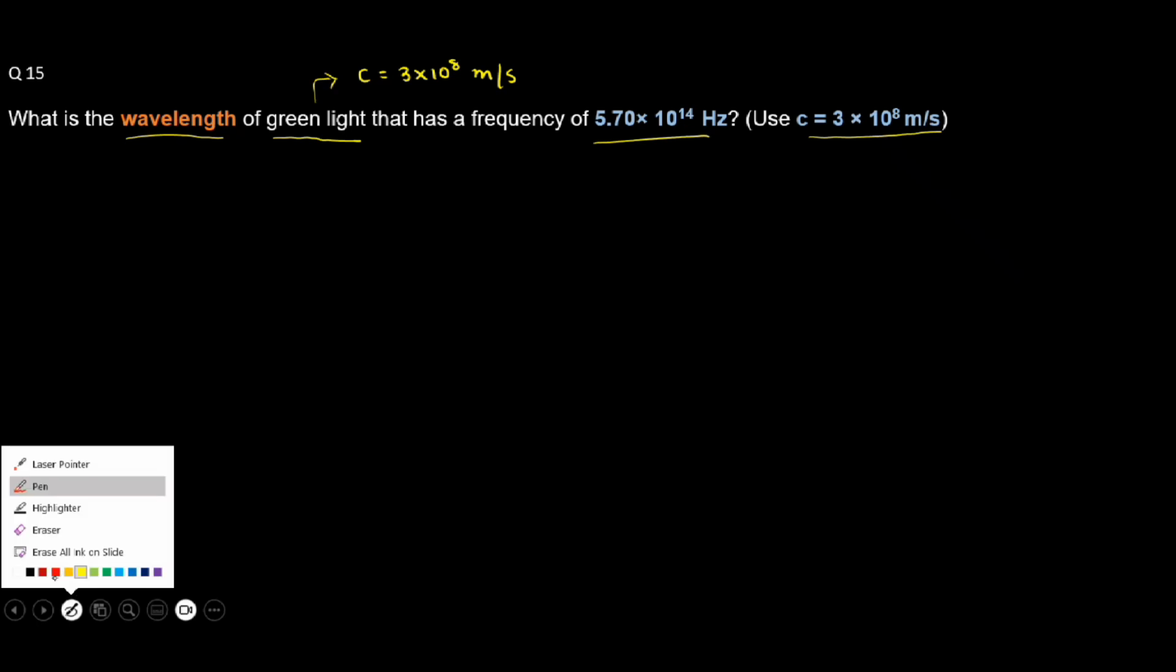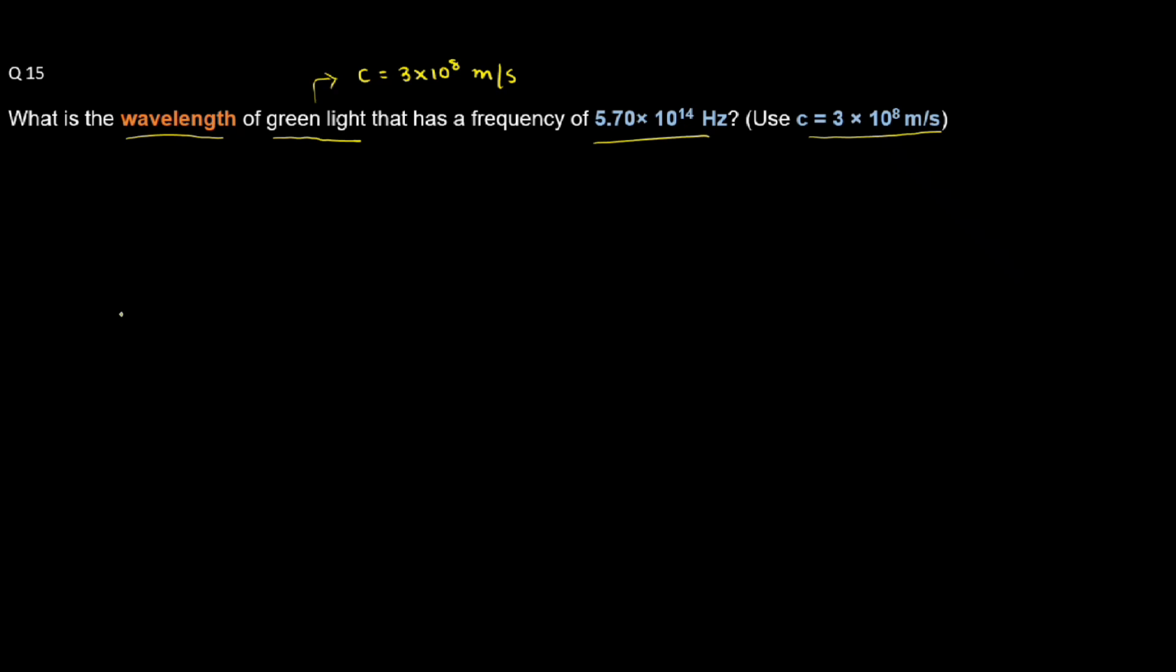So let's write down what the question has given us and what we are expected to find. I have the frequency of green light, which is 5.70 times 10 to the power 14 Hertz. Speed of light is 3 times 10 to the power 8 meter per second. I need to find the wavelength, lambda.